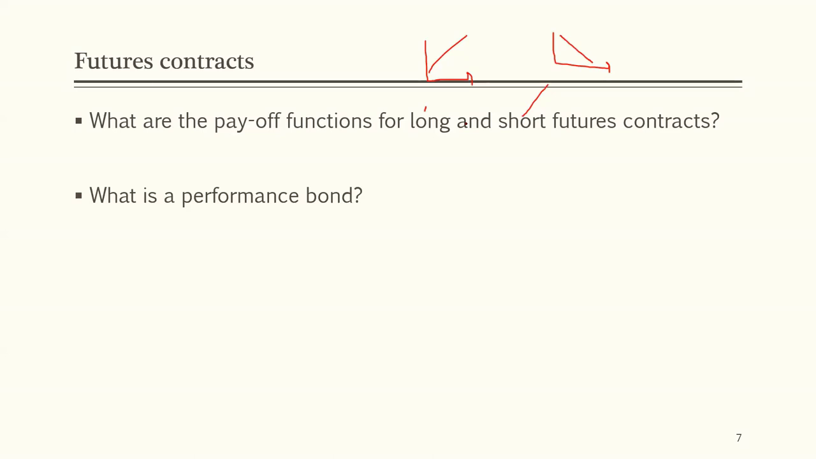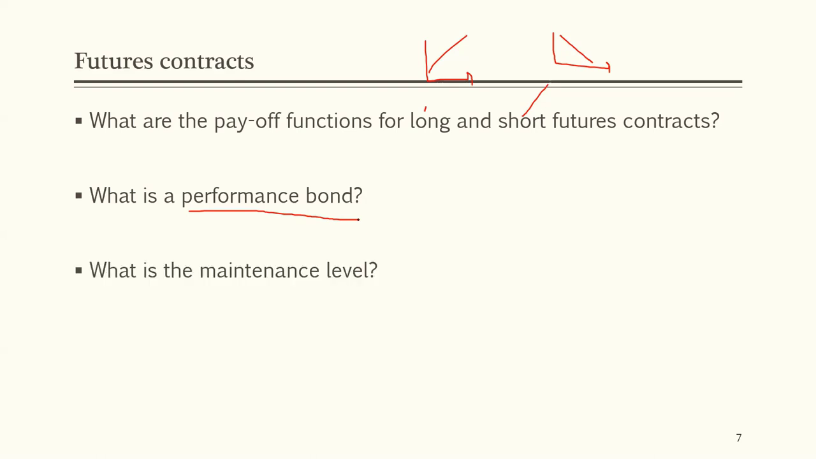What is a performance bond in the futures market? So as we mentioned before, with futures contracts, they are traded in the market, yeah? So before you're allowed to trade, you need to deposit a performance bond to your broker. And your performance bond is basically your margin account, okay? So you deposit a percentage of your position size, and that will allow you to trade futures, okay?